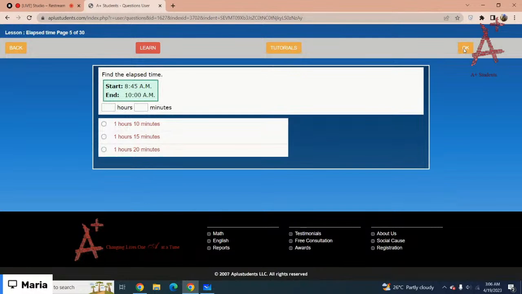Okay, find the elapsed time 8:45 to 10. Which is the correct option? Let's start with 8:45. From 8:45 to 9:45 you have just 1 hour. So from 9:45 to 10 you have just 15 minutes. That means the total time is 1 hour and 15 minutes. Yes, the second option is the correct one.